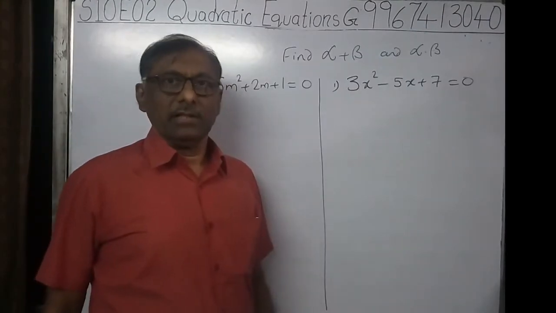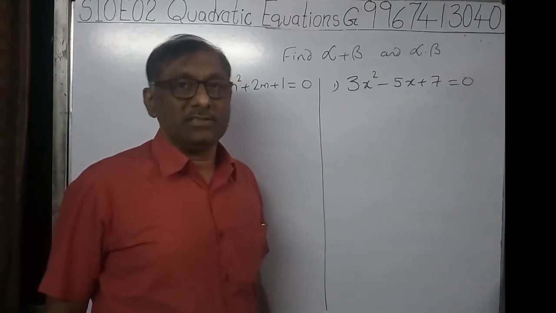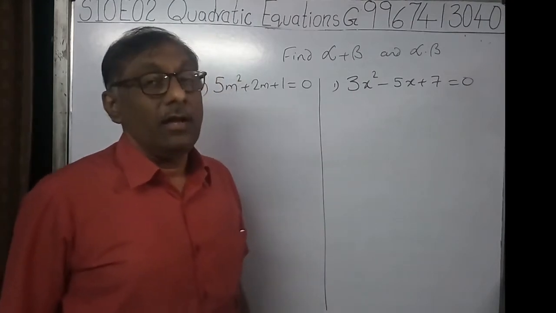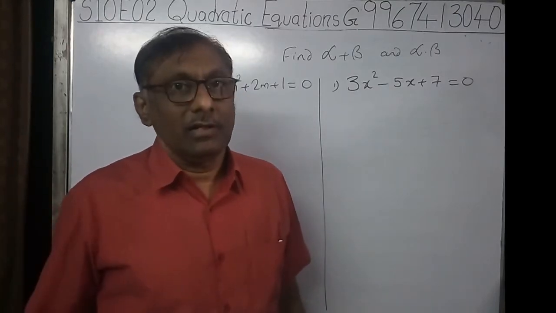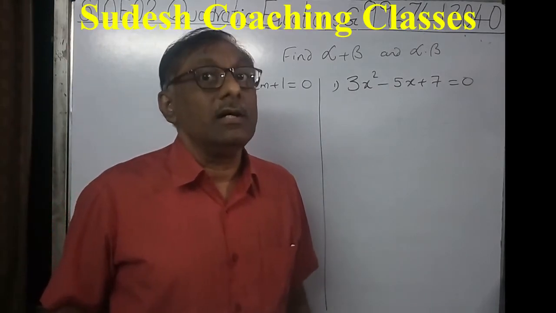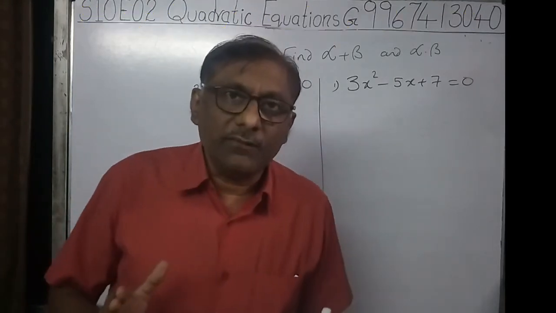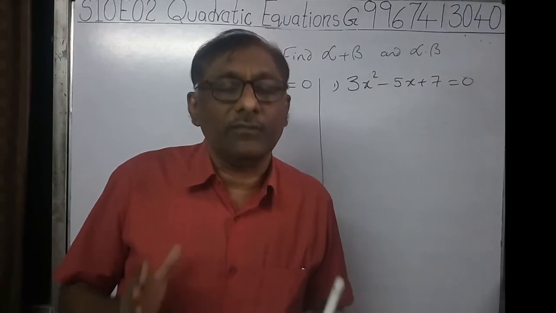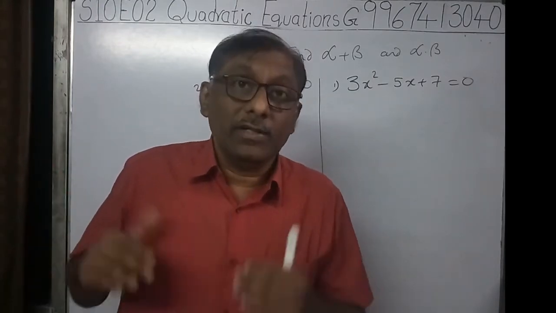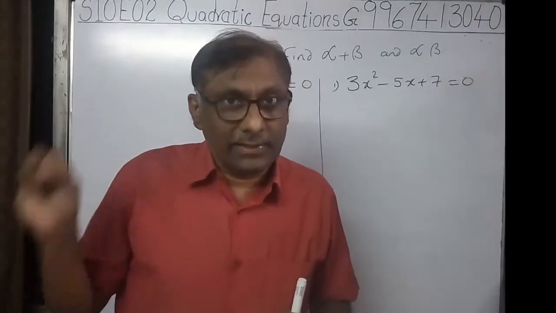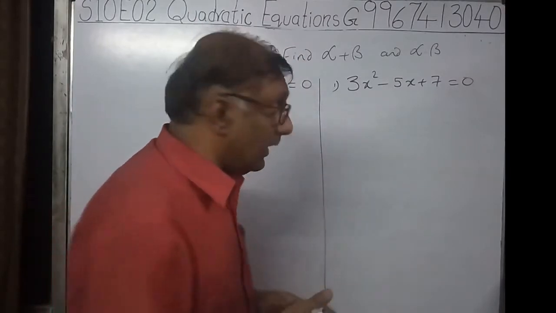Okay students, now we are going to find the values of alpha plus beta and alpha into beta when the quadratic equations are given. What are alpha and beta? They are the roots of the given quadratic equation. So first thing first, always write the quadratic equation in the standard form. Then compare it with the standard form and write the values of a, b and c, which you are very expert at by now.